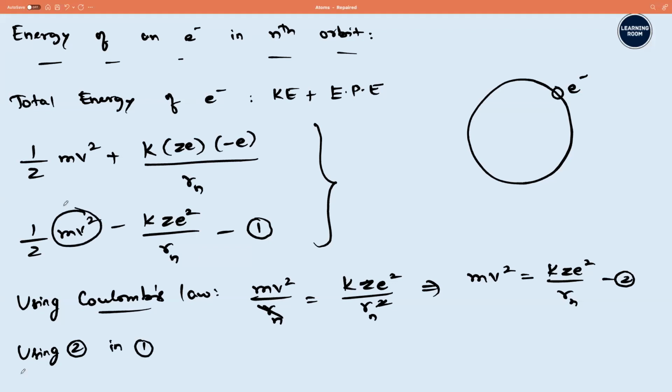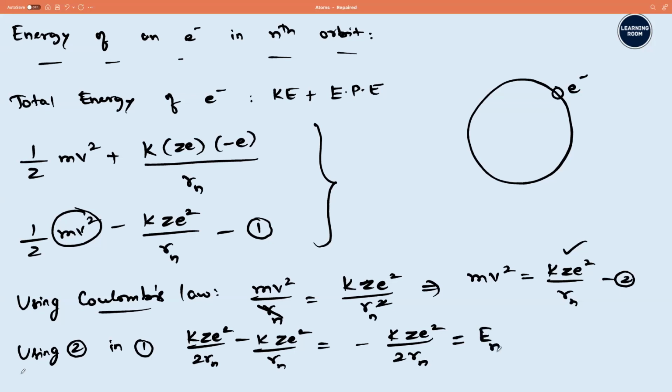In the place of half mv square, I'll replace it with kZ e square divided by 2 times Rn. So kZ e square divided by 2 times Rn minus kZ e square divided by Rn is equal to minus kZ e square divided by 2 times Rn. That is going to be the answer. This is going to be the energy of the electron in the nth orbit.